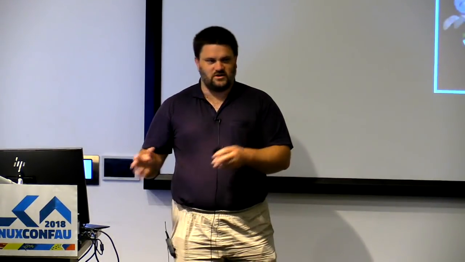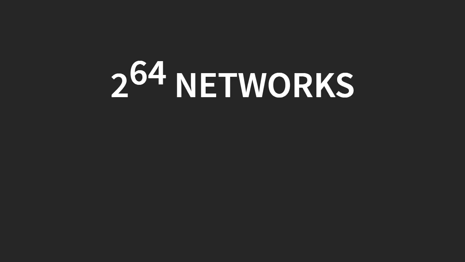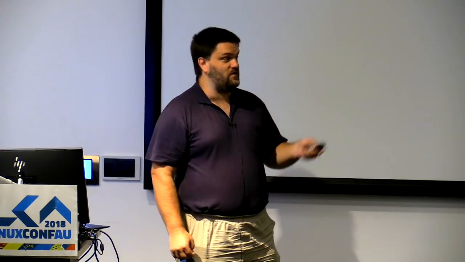That's the host side of it. Now on the network side, you have 2 to the 64 networks, which is again a very large number. For every single IP address in the IPv4 internet, you have an IPv4 internet's worth of subnets underneath that. So it is a massive number of subnets. Anyone who thinks that we're going to run out of this anytime soon, let's have a chat afterwards.